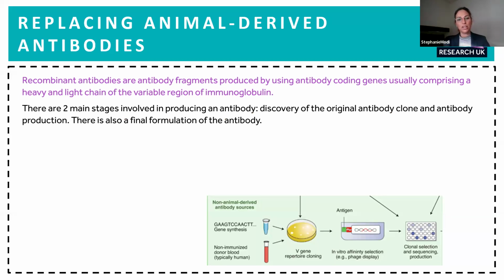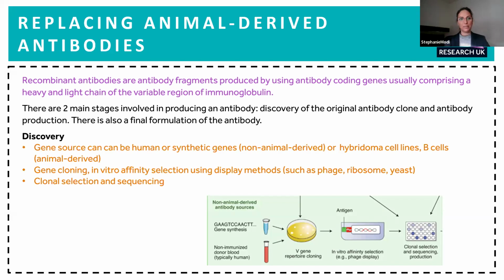In terms of antibody production, there are different stages to consider. There's the discovery of the original antibody clone, the actual antibody production stage, and the final formulation of the antibody. In the discovery stage, the actual gene source can be completely non-animal derived. It can be a human source or synthetic, or the discovery can be an animal source, so it can be from your hybridoma cell line or from your B cell.